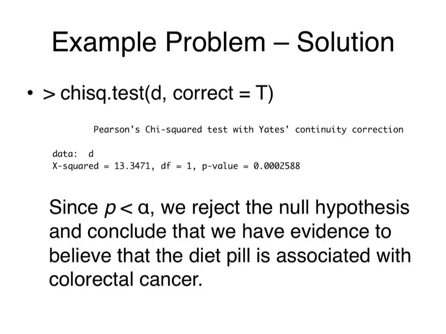So we proceed with our chi-squared test and find that this gives us a chi-square statistic of 13.35 with an associated p-value of 0.0002. Since our p-value is less than our alpha of 0.05, we reject the null hypothesis and conclude that we have evidence to believe that the diet pill is associated with colorectal cancer.